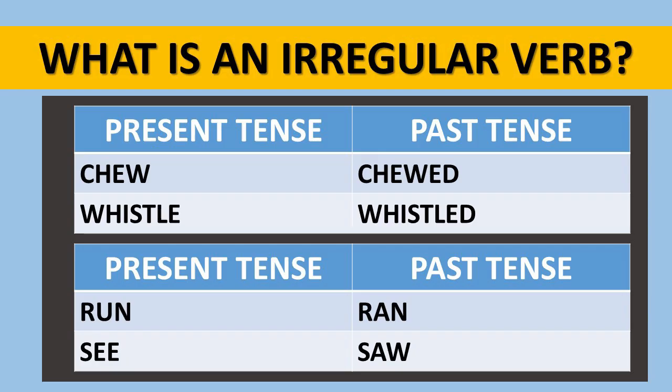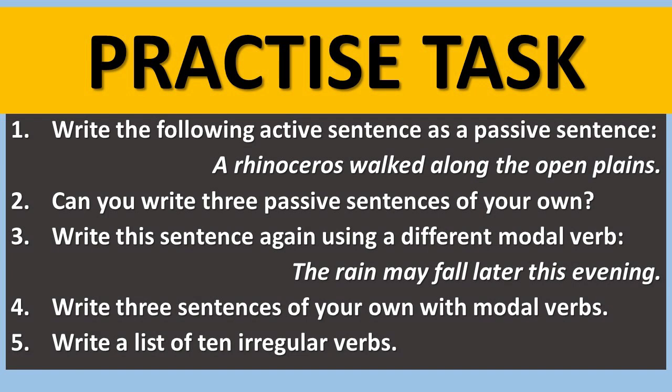So we've had irregular verbs and modal verbs. Let's think a little bit about them in this practice task. So question number 1, write the following active sentence as a passive sentence. Rhinoceros walked along the open plains. How can you change that into a passive sentence? Can you also write 3 passive sentences of your own? They are very creative in pieces of writing.